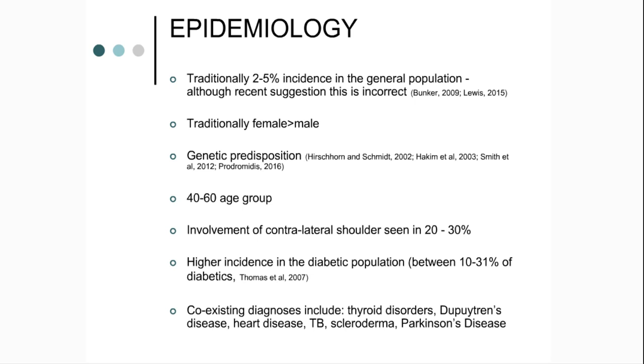I think probably most people are aware that there is a significantly higher incidence in the diabetic population, and that's something that I really listen for in my patient history, or if they don't offer that, I will ask, because we see it much more frequently in that population. There's also a number of coexisting diagnoses, including thyroid disorders, Dupuytren's, heart disease, TB, and interestingly, Parkinson's disease has also been suggested as a coexisting diagnosis.